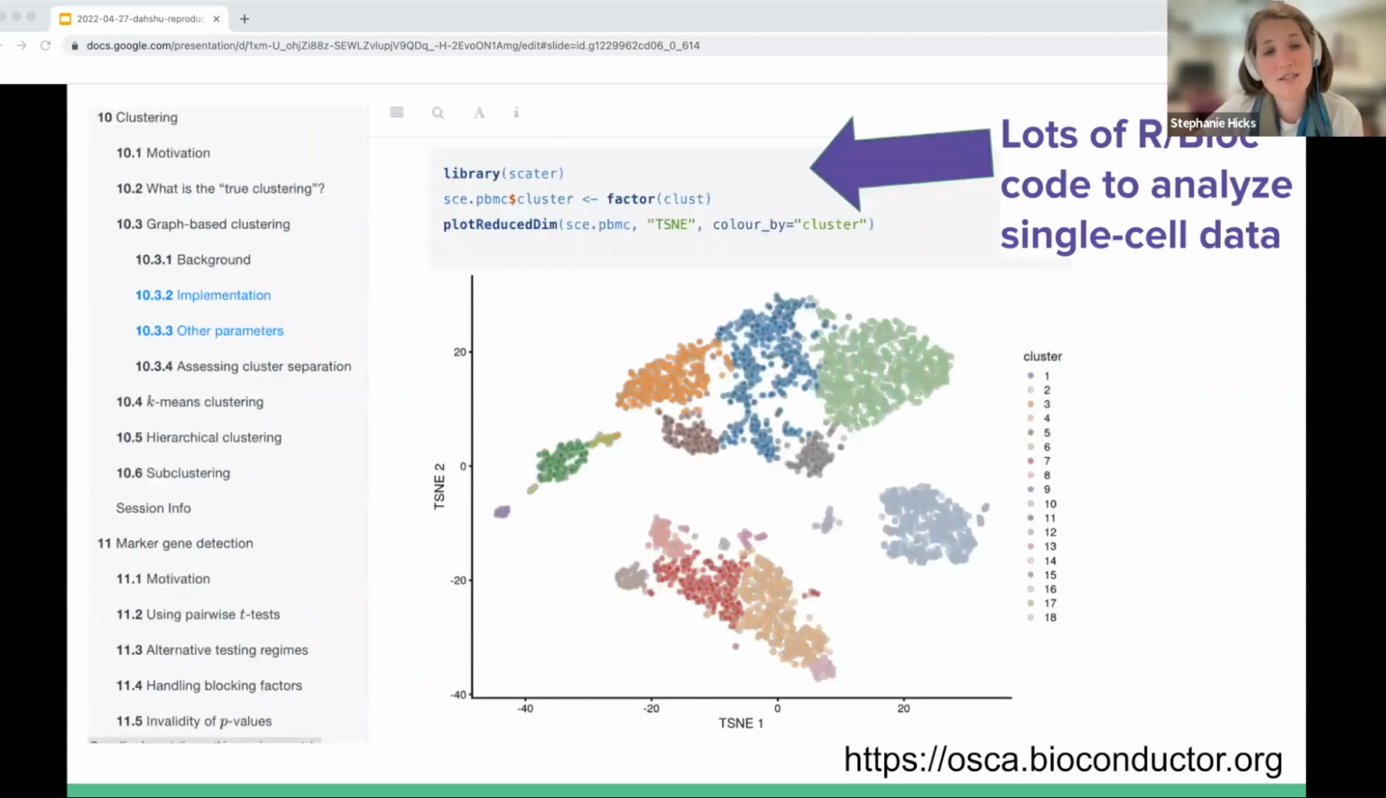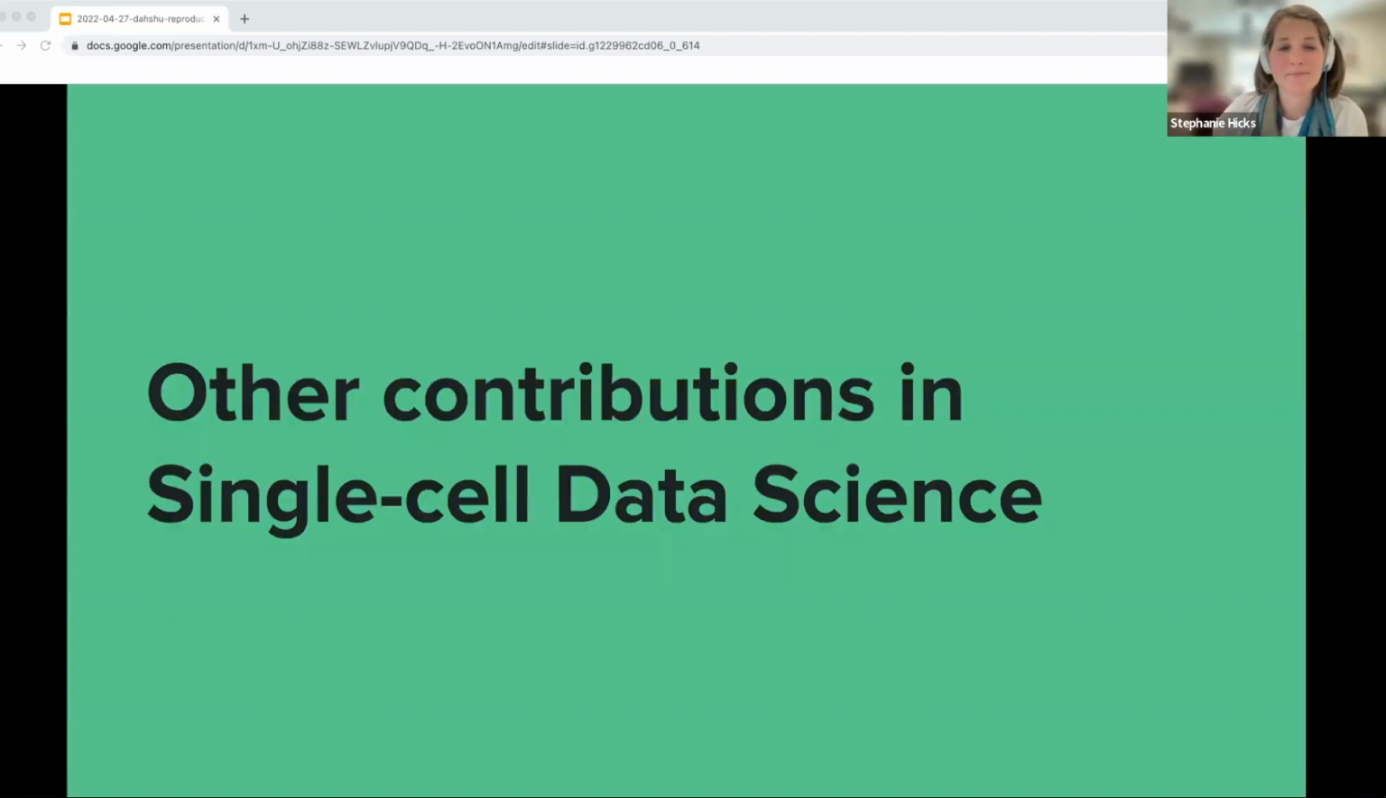And then, of course, there's lots of code for you to copy and paste yourself, with example data sets that you can execute and then change out the name of the data for your own data.